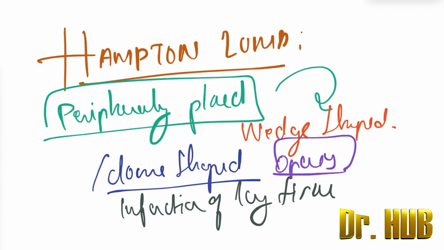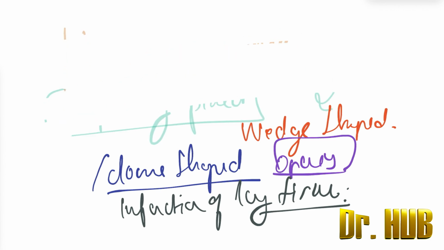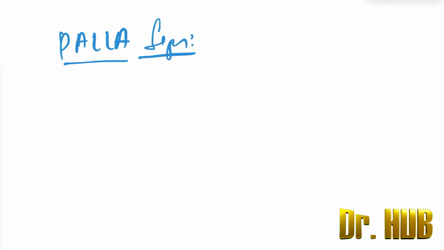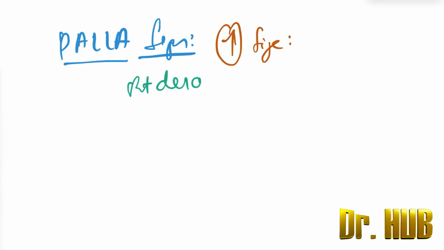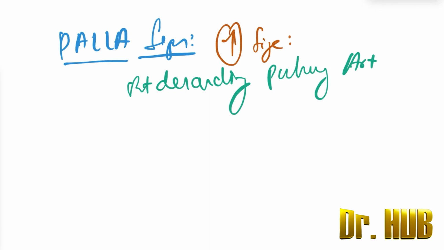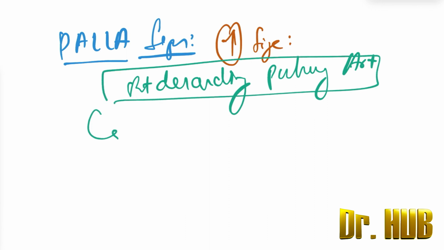Next, we are looking at something known as the Palla sign. The Palla sign is an increase in the size of the right descending pulmonary artery. And this gives a sausage-like appearance. So it looks like a sausage.